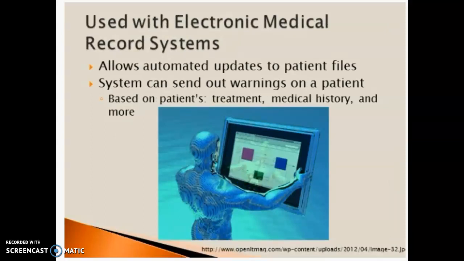Also, it's important to understand that expert systems are used with electronic medical record systems. This allows for automatic updates to be made to the patient's files, so that it's very clear and smooth what the patient is there for and what their patient history has been, without all the paperwork that would be required if it wasn't an electronic medical record system. This way the system can send out warnings on a patient based on the patient's past treatment, medical history, and more. This is all to try to keep the patient as safe as we possibly can.